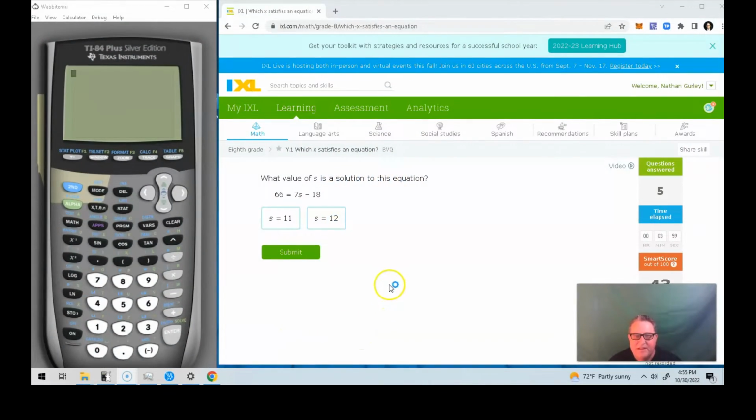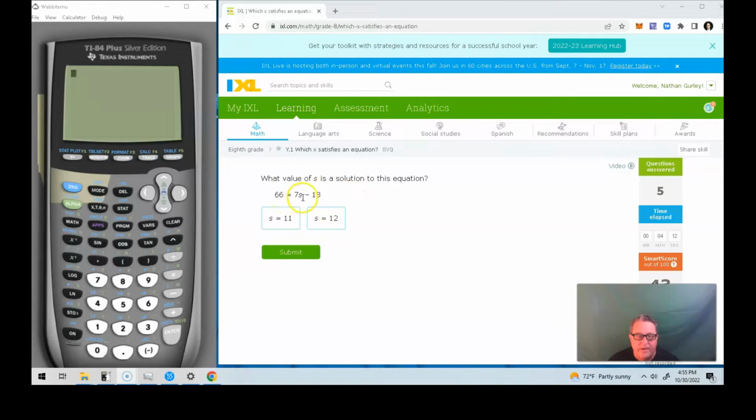This is Mr. Nate. Today we'll be covering 8th grade pre-algebra section Y.1 of IXL, which x satisfies an equation. First one we have here is: what value of s is the solution to this equation? 66 equals 7s minus 18.